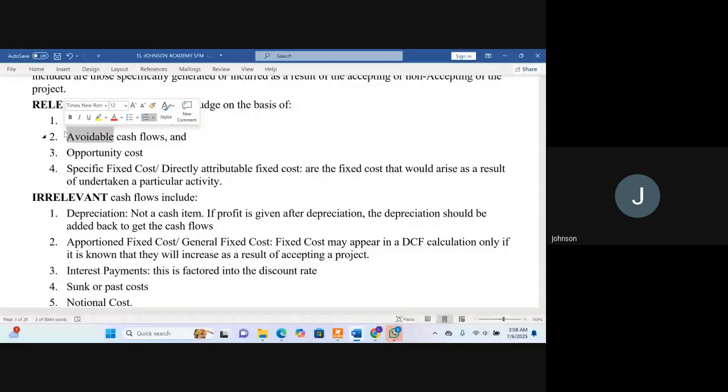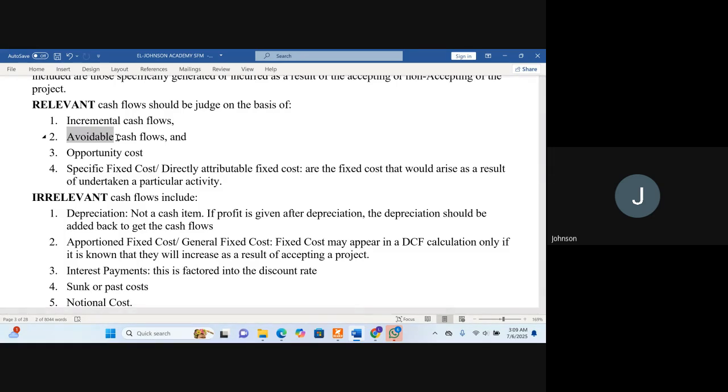Okay, and I'll say, if I'm going to come to the island, I'm going to incur 5,000. So I can either accept that offer or not accept the offer. If I accept the offer, I'll pay 5,000. If I don't accept the offer, I won't pay 5,000 on transportation. So that is how the cash flow becomes avoidable.